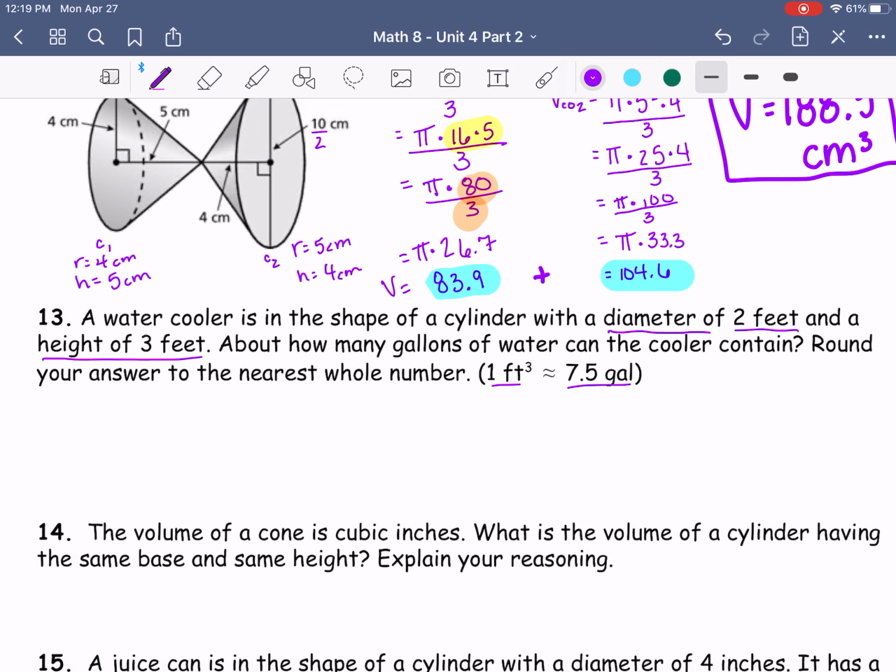Good to know. Okay, so we're dealing with a cylinder. So volume of a cylinder is pi times the radius squared times the height. Okay, we know the diameter. So if the diameter is 2 feet, that means the radius is half of that. So radius is 1 foot. So pi, the radius is 1 foot, and our height is 3 feet. So pi, 1 squared is 1. 1 times 3 is 3.